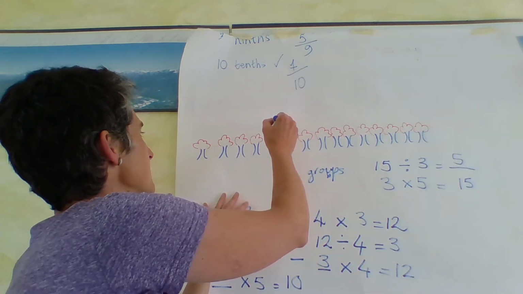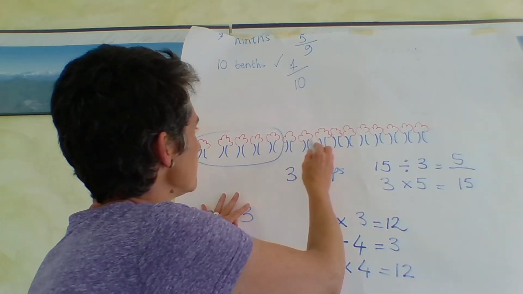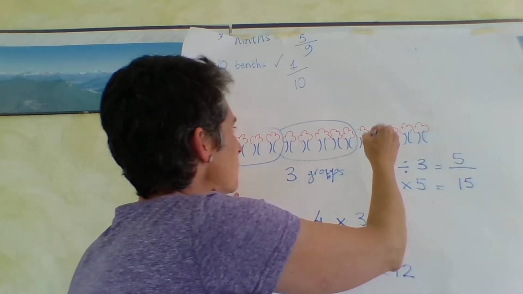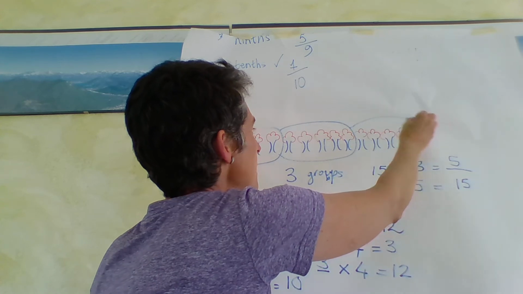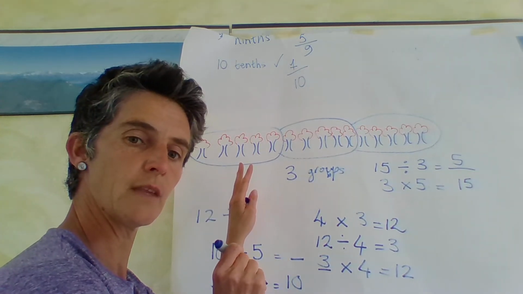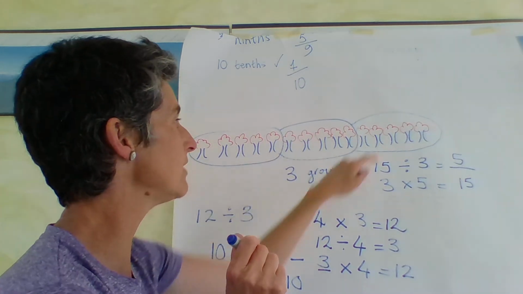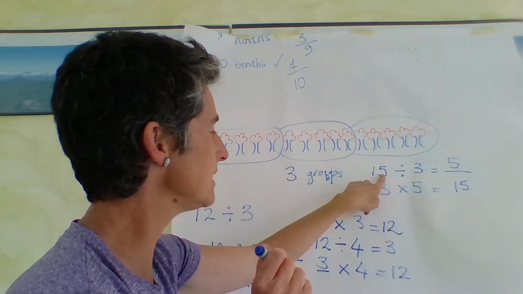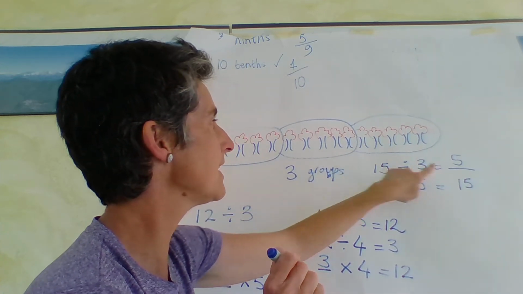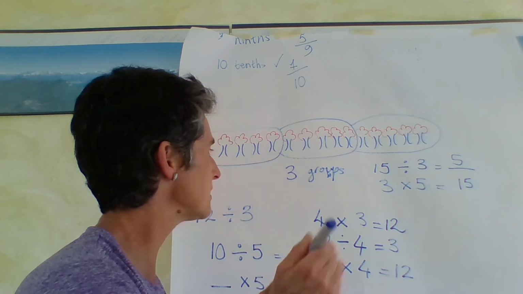And I try it out, let's see if that works. I reckon it's 5. 1, 2, 3, 4, 5. It works. Hurrah! So I have 15 trees. I needed to make 3 equal groups. 1, 2, 3. There we have 15 trees divided into 3 equal groups, and in each group there are 5 trees. Okay, so what do I know there?